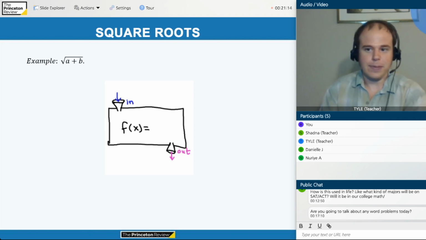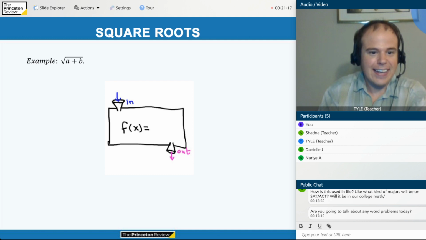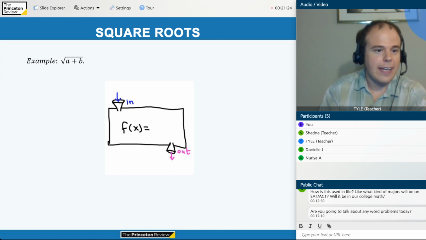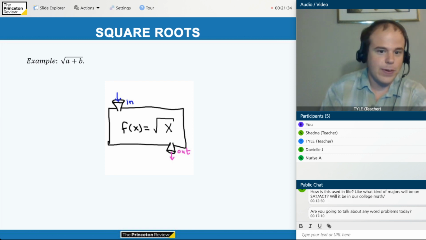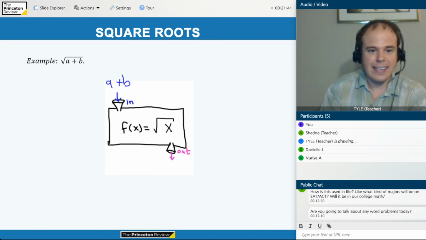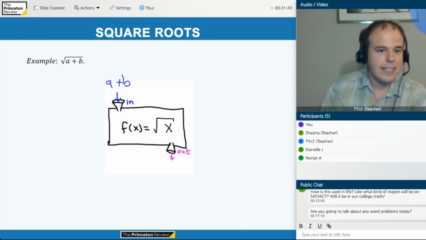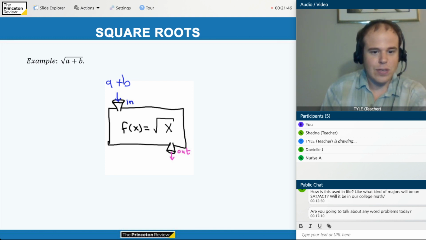Let's see another example. And maybe you'll start to see why this can be kind of a cool and useful concept. So what are we putting in and what are we getting out this time? What's f of x in this case? It's the thing we're doing to our input. We're going to be taking the square root. And what we're putting in, as before, is a plus b. We're going to take the square root of it. So of course we get out just the square root of a plus b.